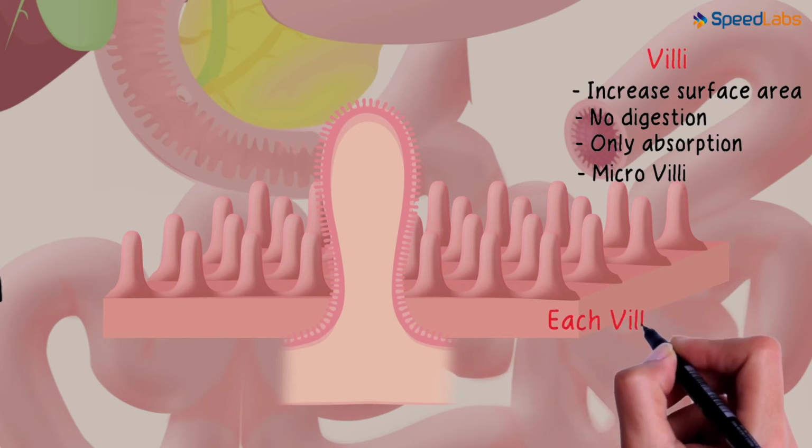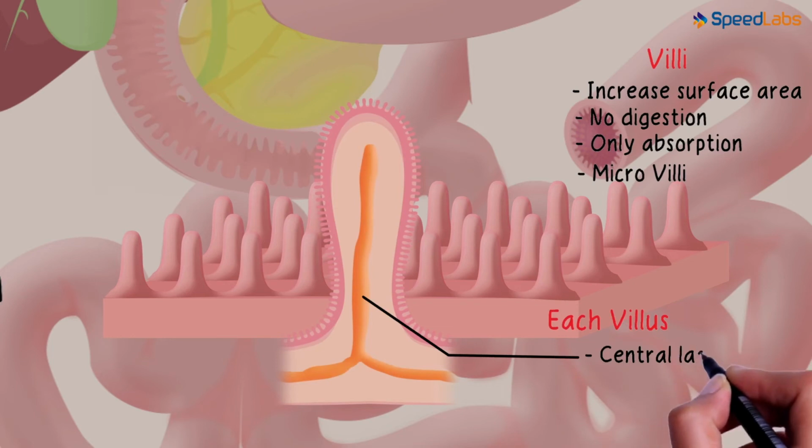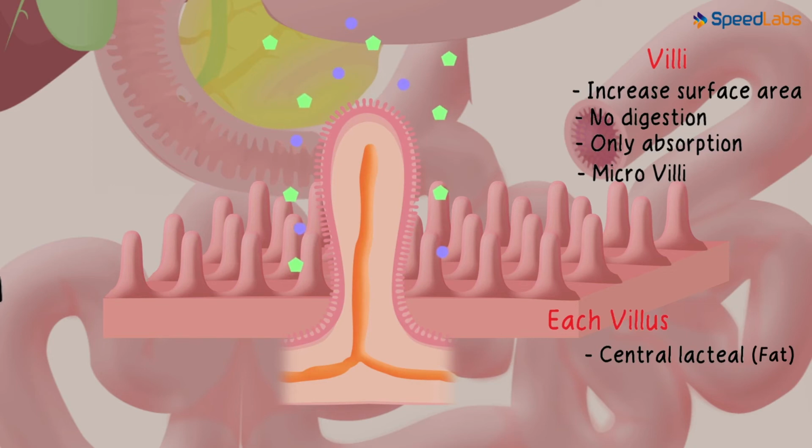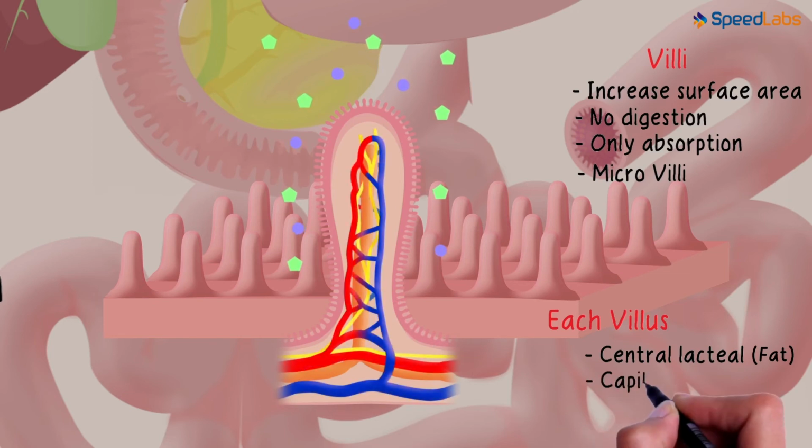Now, each villus has something called a central lacteal. A central lacteal is nothing but a projection of the lymphatic system. The broken down fat particles are absorbed through the central lacteal and passed into the lymphatic system. What about the proteins and carbohydrates? How are they absorbed? So each central lacteal is surrounded by a network of capillaries.